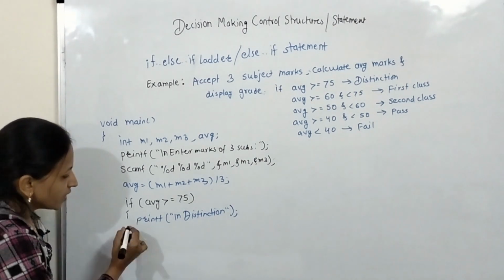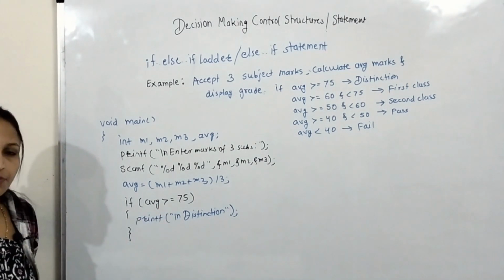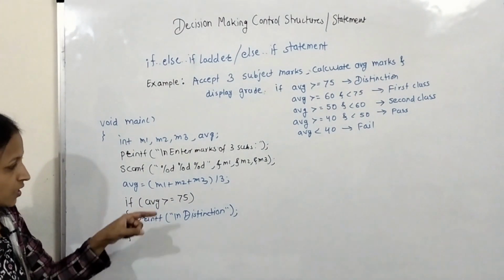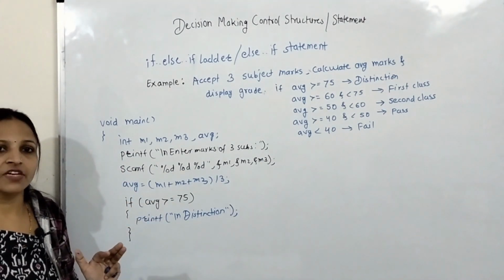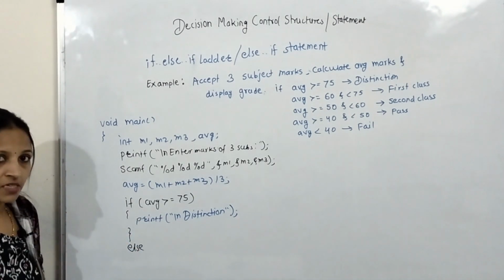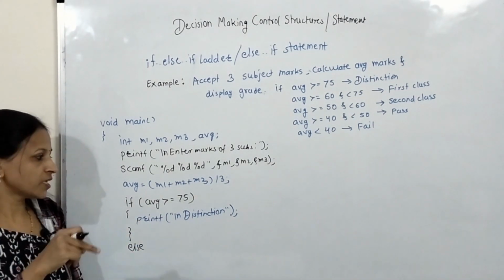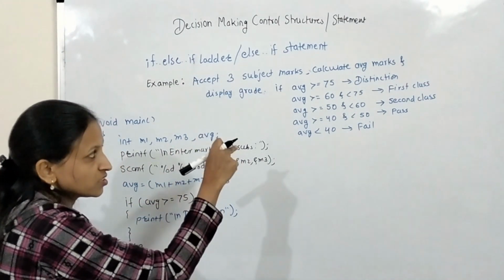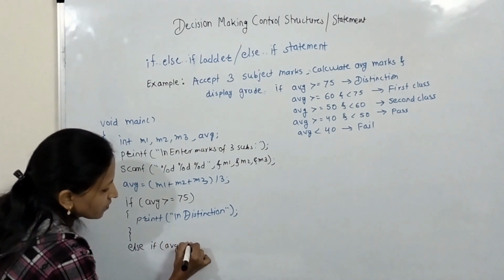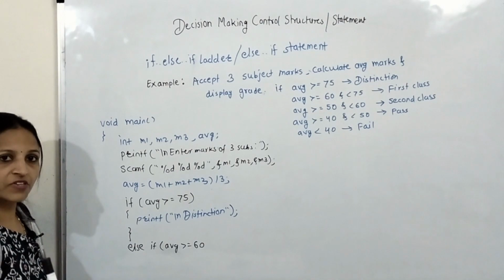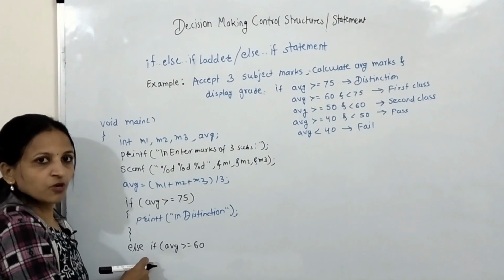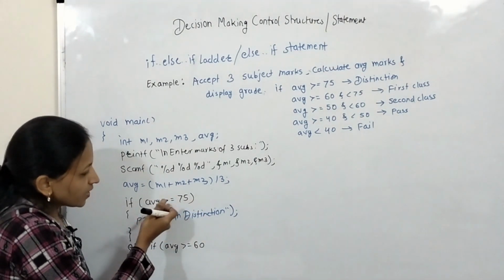Now see, if this condition is false, what does it mean? You can easily say that the average is less than 75, it is not greater than or equal to 75, and that's why we are here in else. But here again I want to check for one condition, that is average greater than or equal to 60. Here we will write else if average greater than or equal to 60. Again there is no need to check whether it is less than 75. Why? Because if we are inside the else block, then we can say that the average is less than 75.